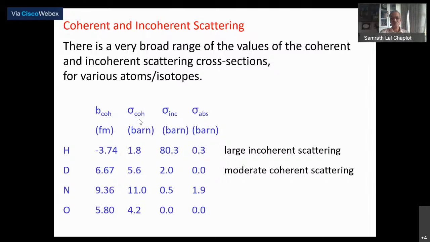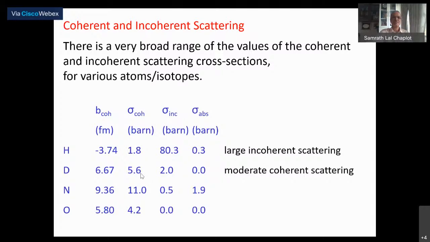Sigma, which is the cross section, is 4 pi times b squared, and it's usually written in barn, which is 10 to the power minus 24 centimeter squared. So the coherent scattering cross section of the hydrogen isotope is just this much, whereas the incoherent scattering cross section is almost 40 to 50 times larger.